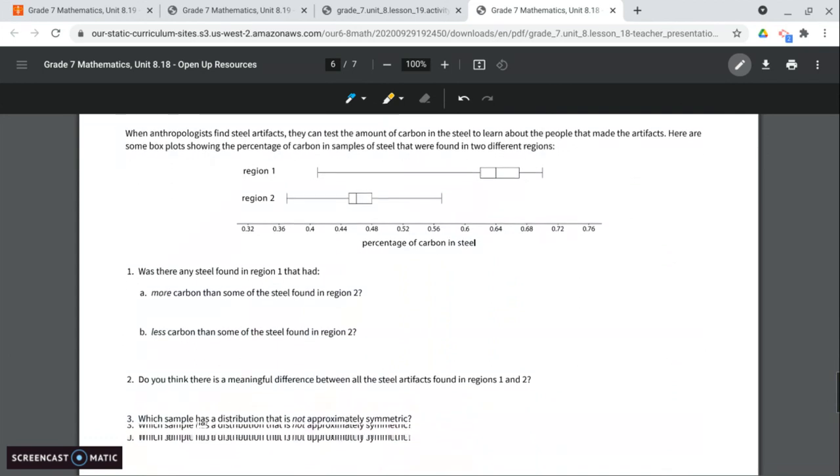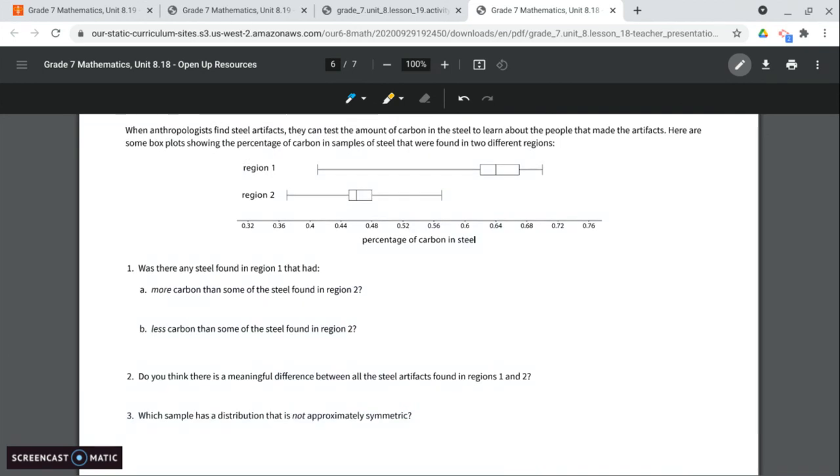All right, steel from different regions. When anthropologists find steel artifacts, they can test the amount of carbon in the steel to learn about the people that made the artifacts. Here are some box plots showing the percentage of carbon in samples of steel that were found in 2 different regions. Was there any steel found in region 1 that had more carbon than some of the steel found in region 2? So if we look, region 2 only went up to about 0.63 or something like that, whereas region 1 went almost all the way up to 0.72.